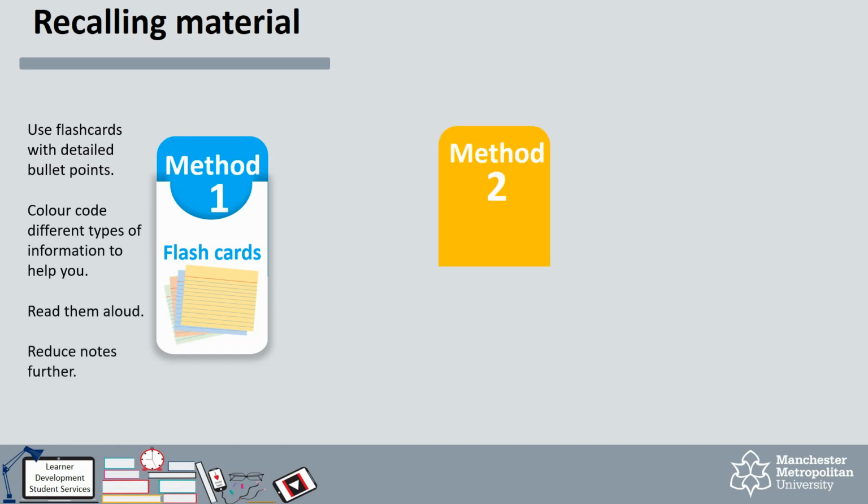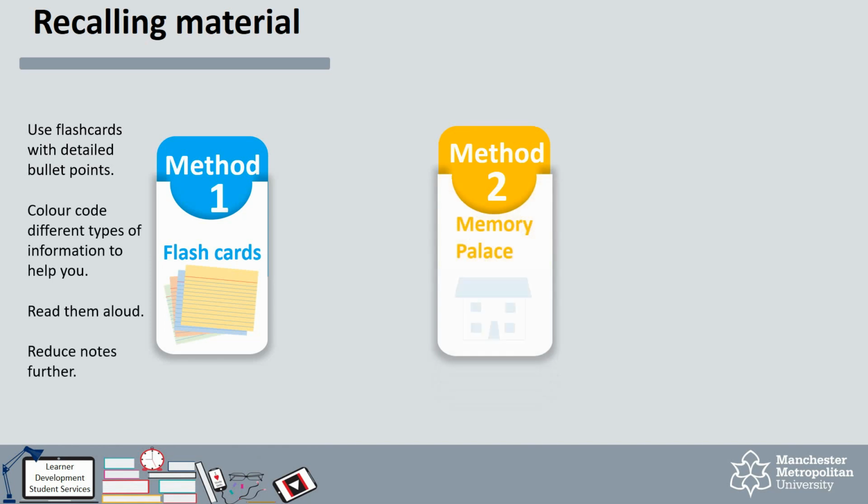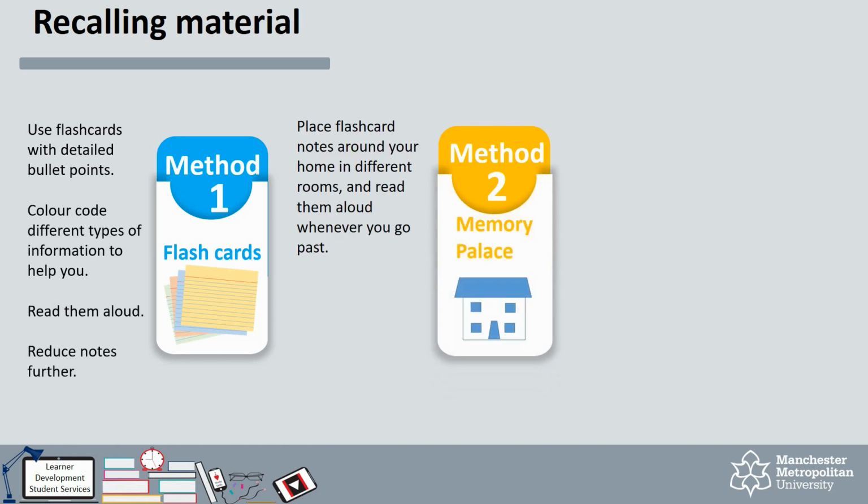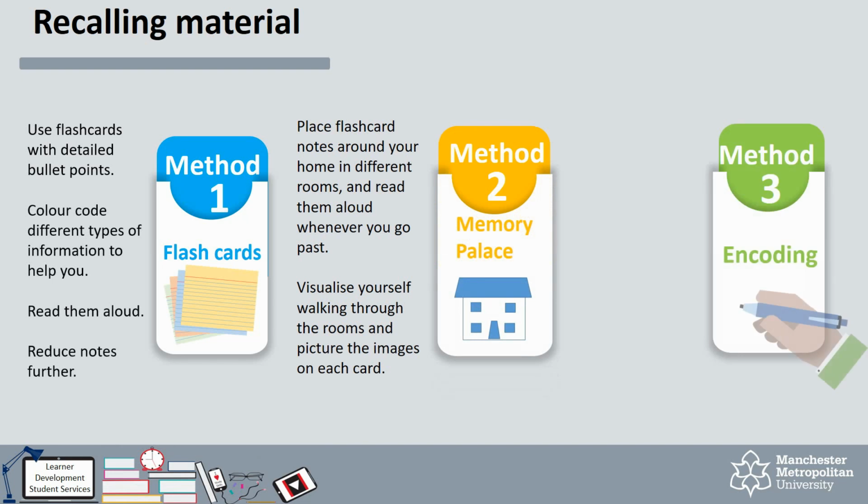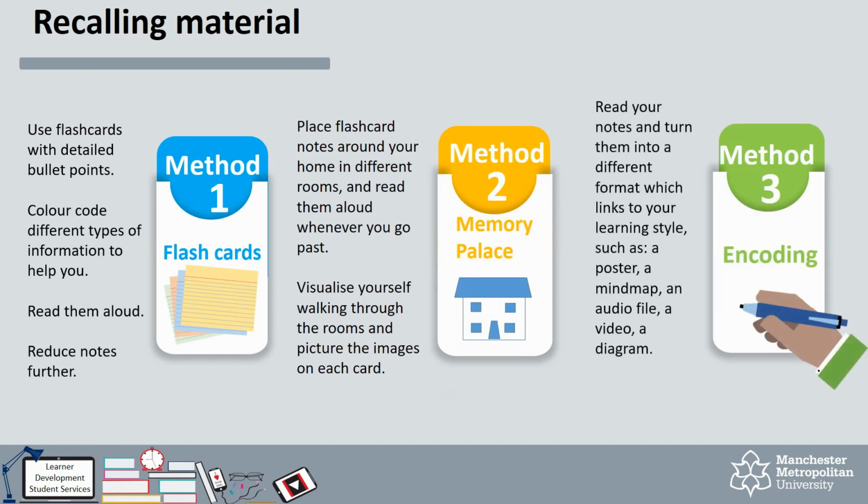A second method is known as the memory palace. Place flashcard notes around your home in different rooms and read them aloud whenever you go past. Visualize yourself walking through the rooms and picture the images on the cards. Method 3, encoding. Read your notes and turn them into a different format which links to your learning style, such as a poster, a mind map, an audio file, a video, or a diagram.